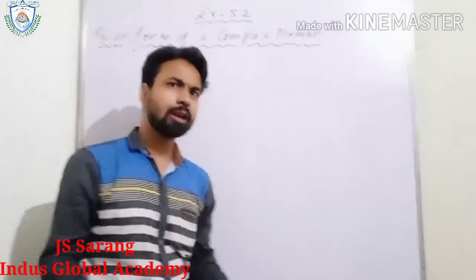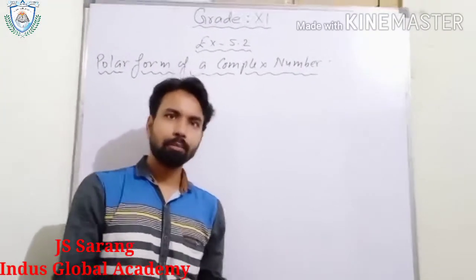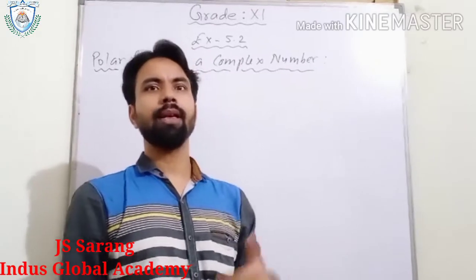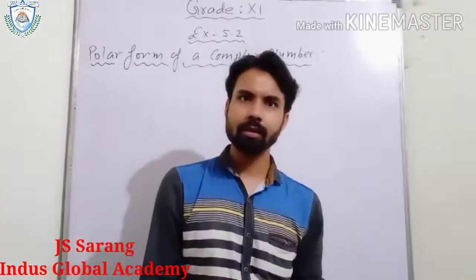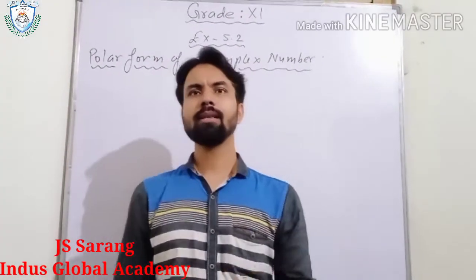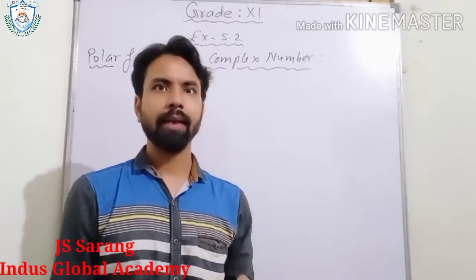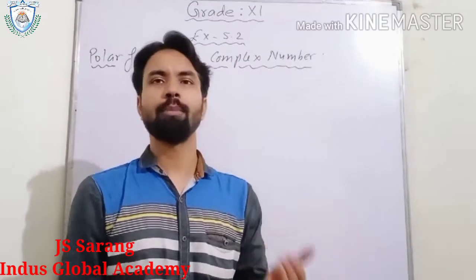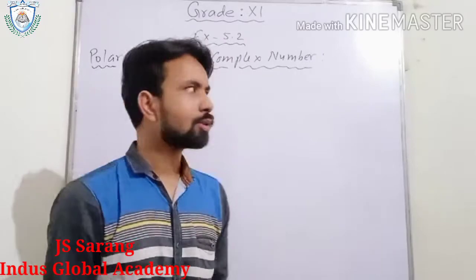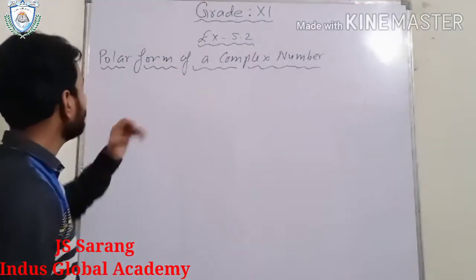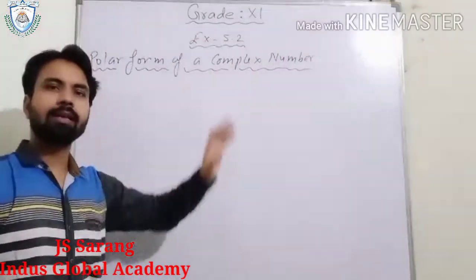You know very well what a complex number is. A number which can be written in the form a plus ib is known as a complex number, where i is iota and its value is square root of -1. Understood? So now I am explaining the polar form of a complex number.